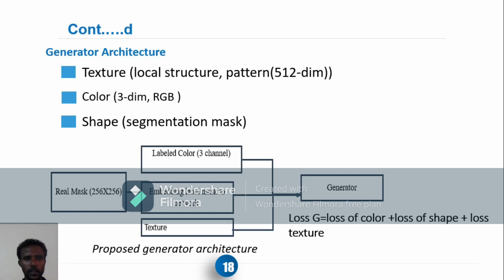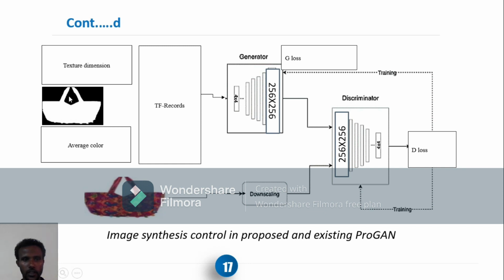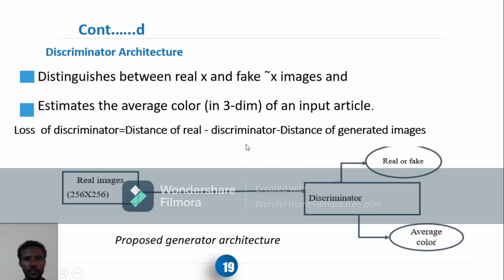In the generator, we will have texture, which is local structure patterns in a certain dimension; color, which is three-dimensional RGB color; and shape, the segmented mask. This is what the generator accepts, as I said earlier. Goodfellow works on Gaussian noise, whereas we work on these three conditions, texture, segmented mask, and average color, simultaneously with the Gaussian noise. When you come to the discriminator, it tries to differentiate which is real and which is fake. Not only that, it also computes the average color originally sent from the input fashion item, and the discriminator loss is the real score minus the discriminator distance of the generated image. Moreover, it will identify the real and the fake.